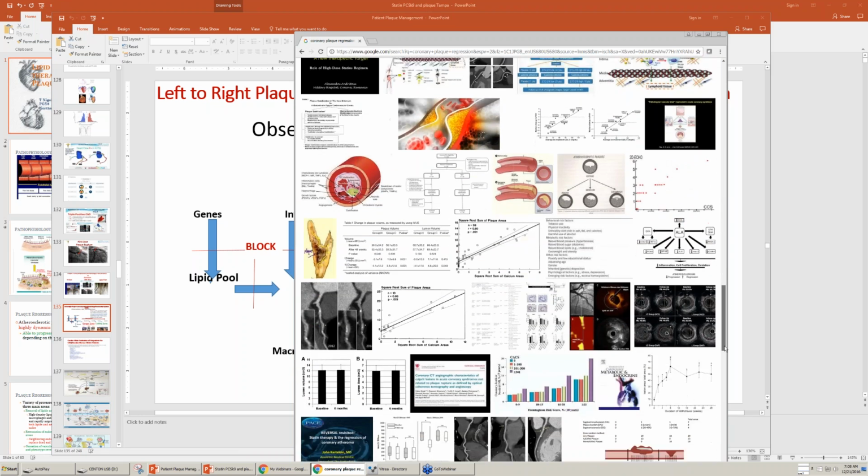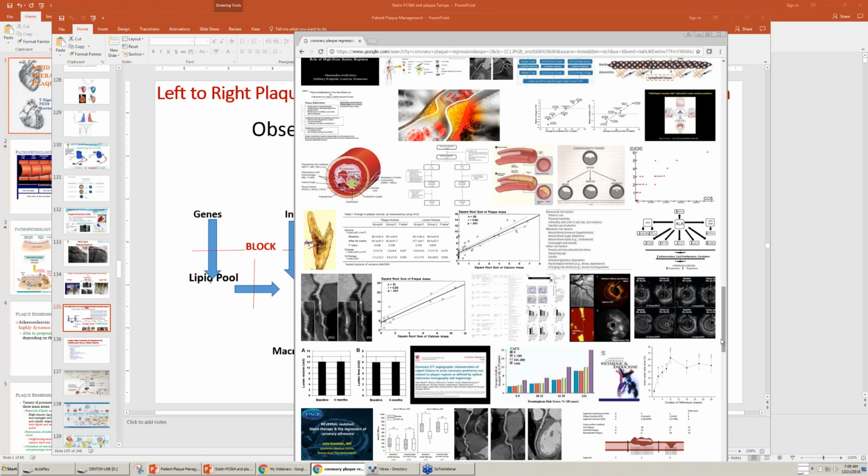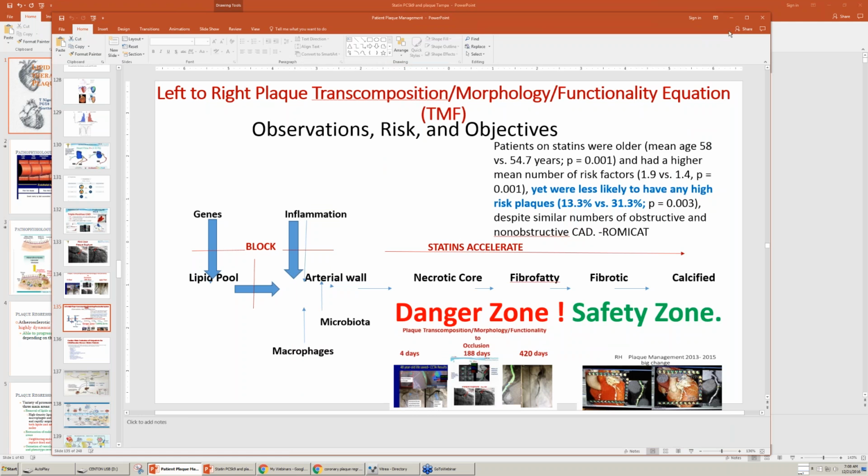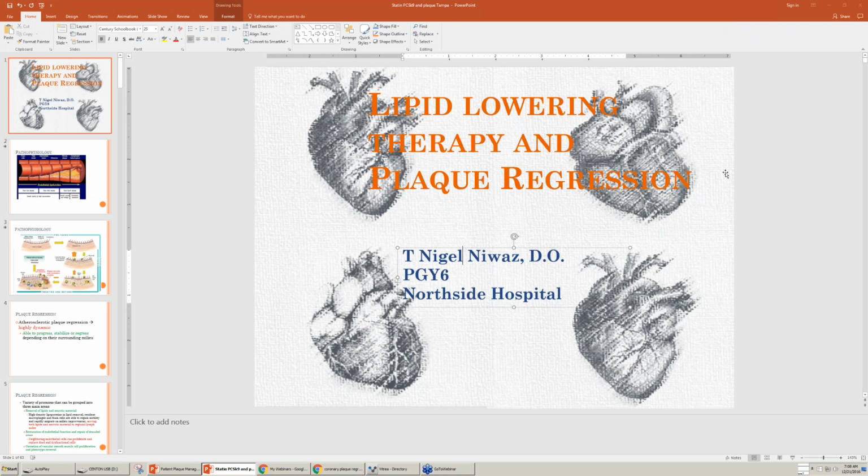Because there's been some things about, well, yeah, you put somebody on statin and it goes to calcification or it goes to fibrosis. Other people say, well, you put them on a low-dose statin and nothing happens, and you got to do really high-dose statins to get anything effective. And now we've got information on PCSK9. Is that helping? So let's take a look at what Nigel has to say, because he's looked at this and is going to try to summarize it for us. So I'm going to give you Nigel.